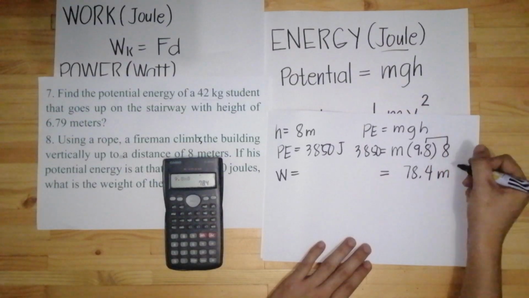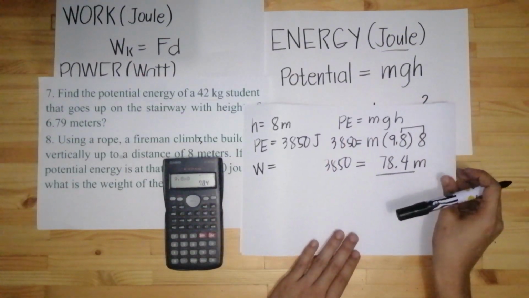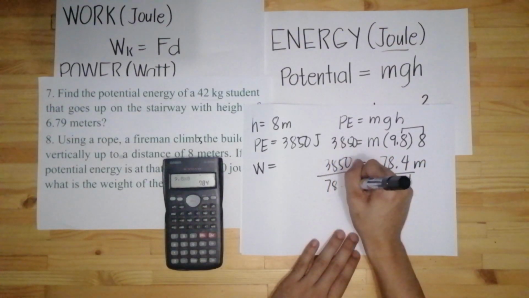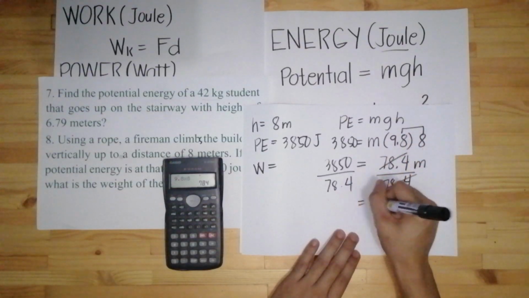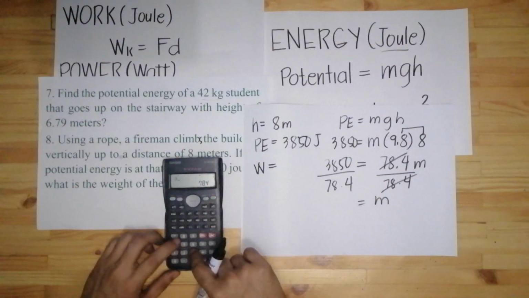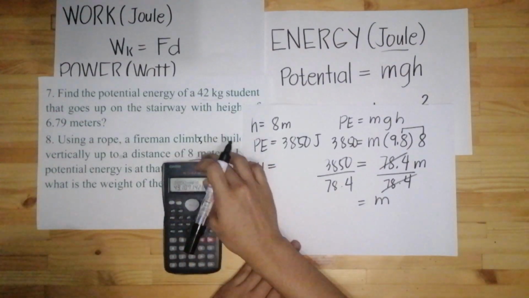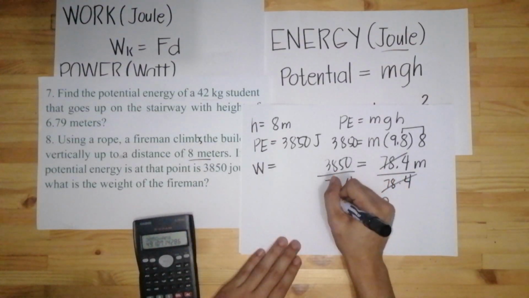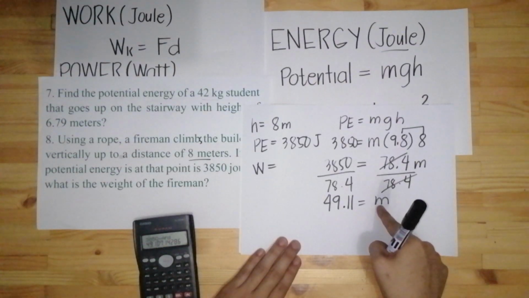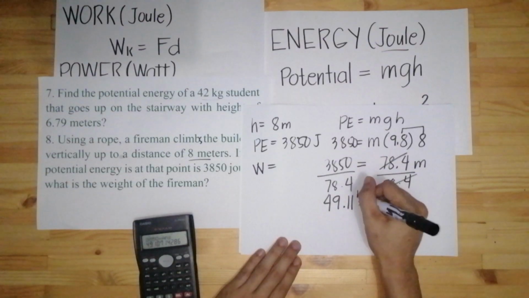Yung mass, copy mo lang. Then, 3,850. Divide both sides by 78.4. Cancel natin to. Mass would be equal to the quotient of the two numbers. So, 3,850 divided by 78.4. That is equal to 49.11. It is just the mass. So, ito ay kilograms. Okay, 49.11 kilograms.